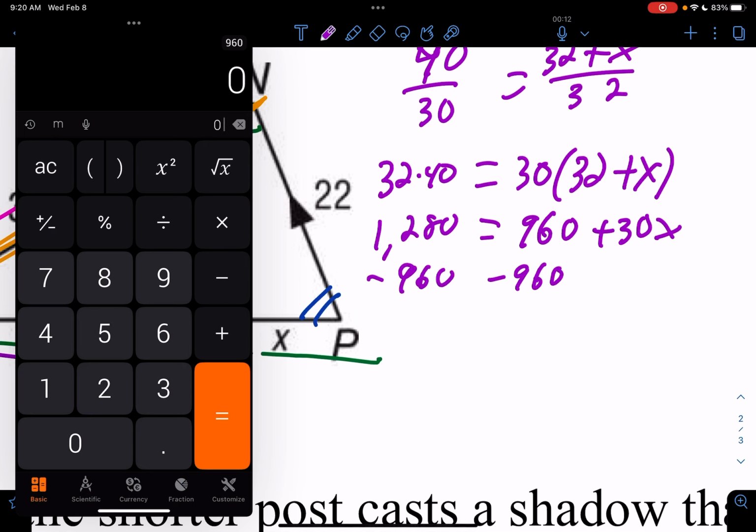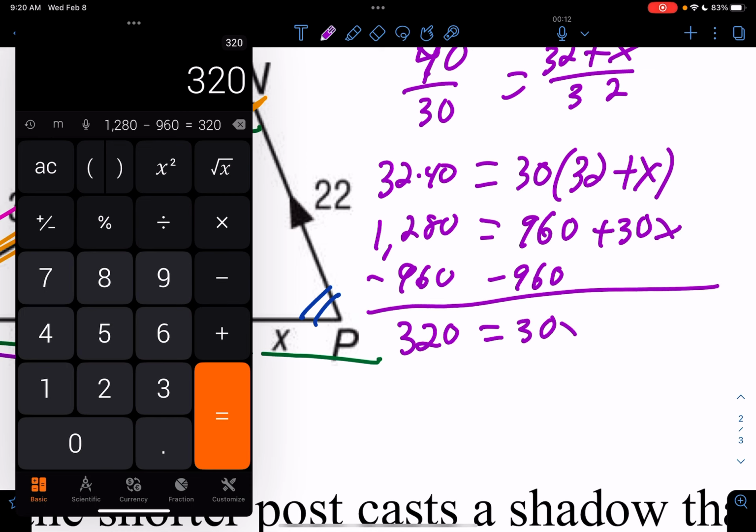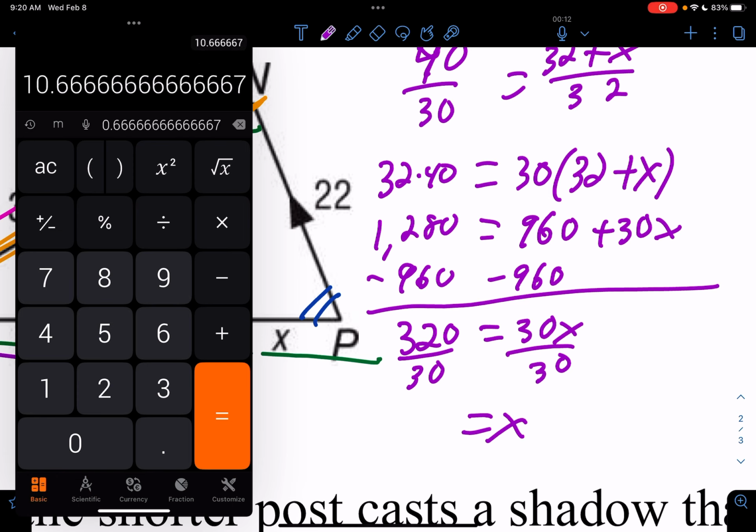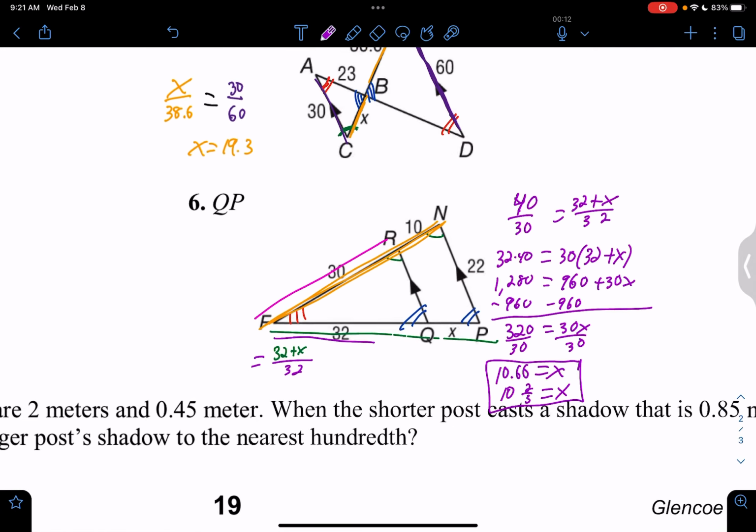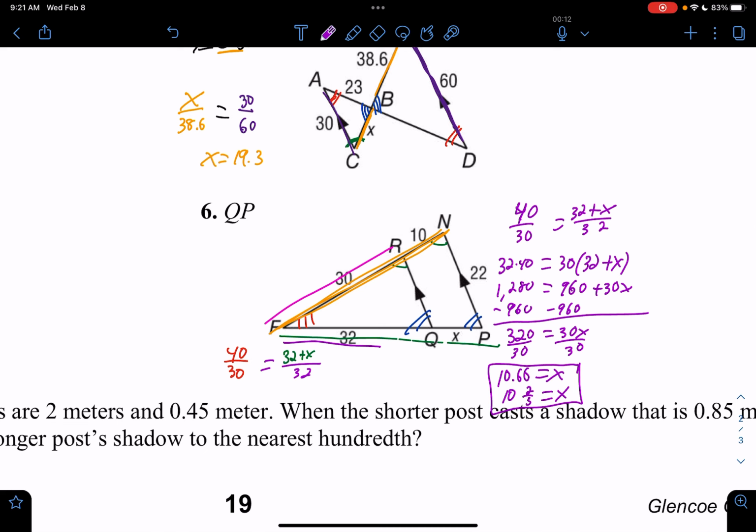So 1280 minus 960 gives me 320 equals 30x, divided by 30, divided by 30. X equals 10.66, or I would say 10 2/3. So either way is completely fine. Okay, and we found what x is. Of course, let's write the similarity.